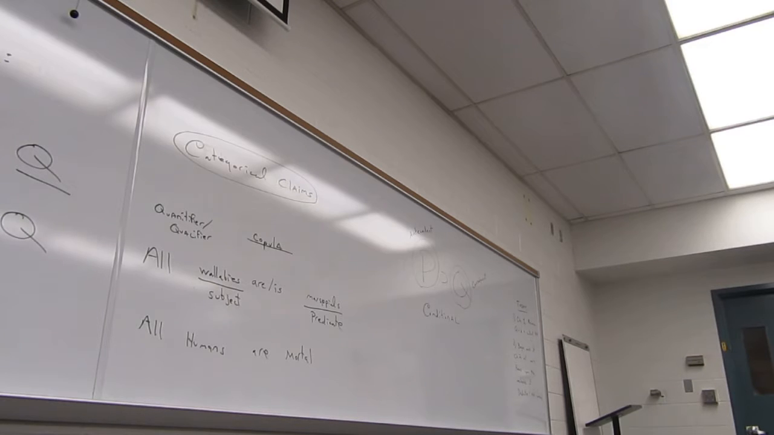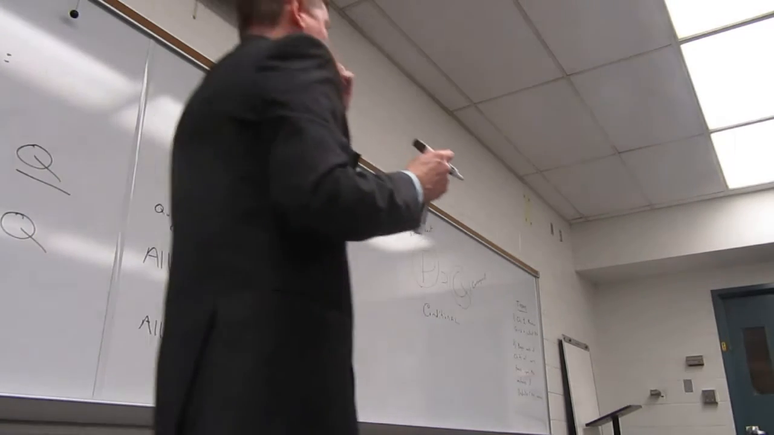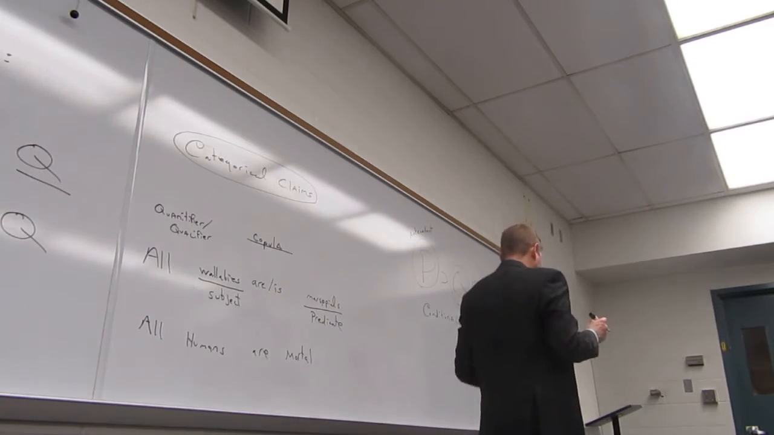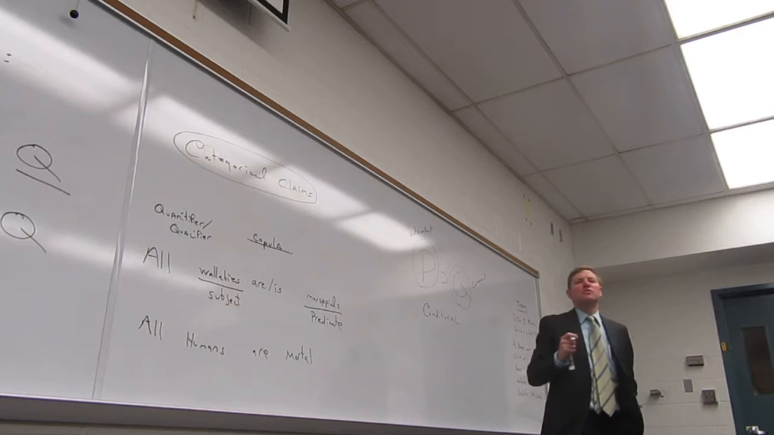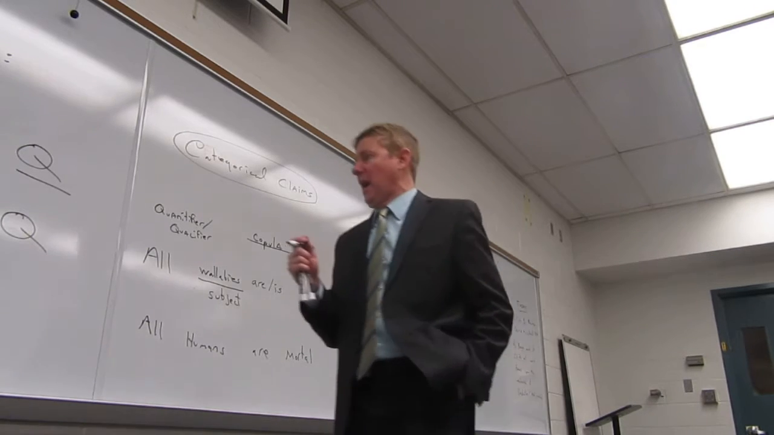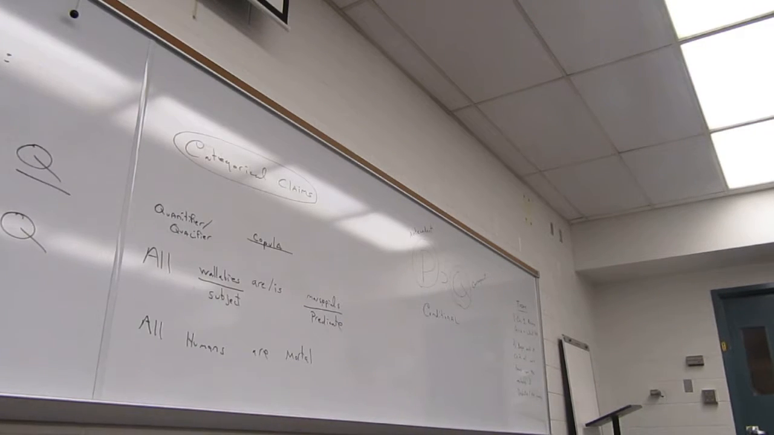Some Republicans are pro-life. That would be a true I statement. Some values voters are Democrats. Whatever a values voter means, these are just political buzzwords. Anyway, finally, O statements are some P are not Q.